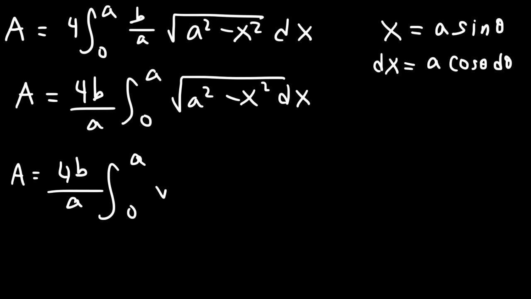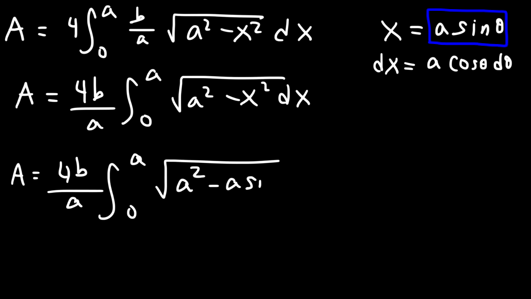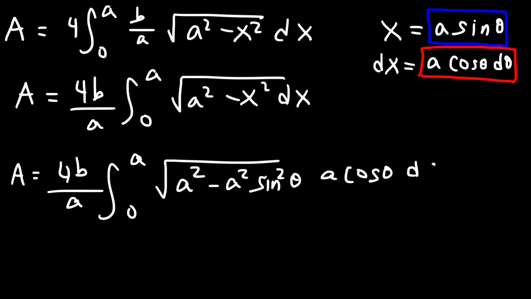So let's replace x with a sine theta at this point. So this is going to be a squared minus a sine theta squared, which we can write as a squared sine squared theta. And then let's replace dx with a cosine theta d theta. So we could cancel a with the a in front.